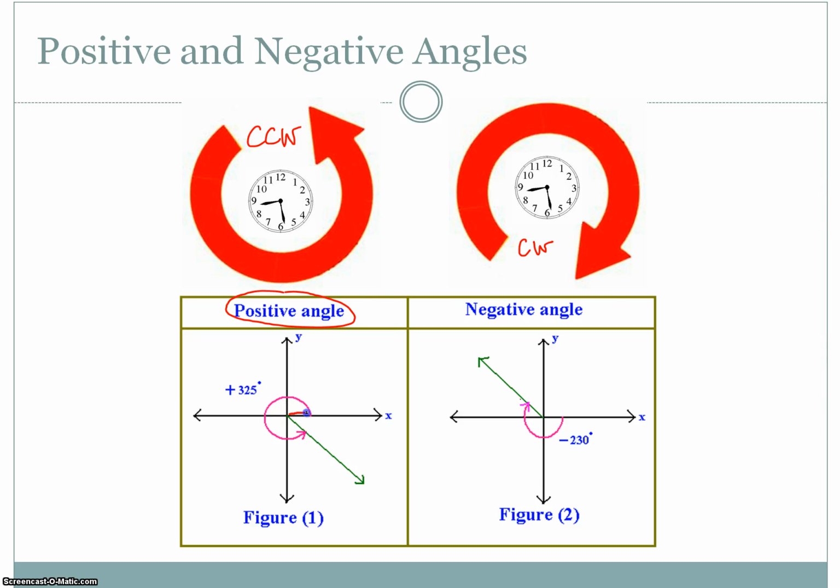So if my line started here, and then it rotates this direction and ends here, right? This is the terminal side. Then we say that this is a positive angle measurement. But if we rotate the opposite direction, so now my line starts here, and this time my line rotated clockwise, then we would give it a negative angle measurement. So we would call this negative 230 degrees.